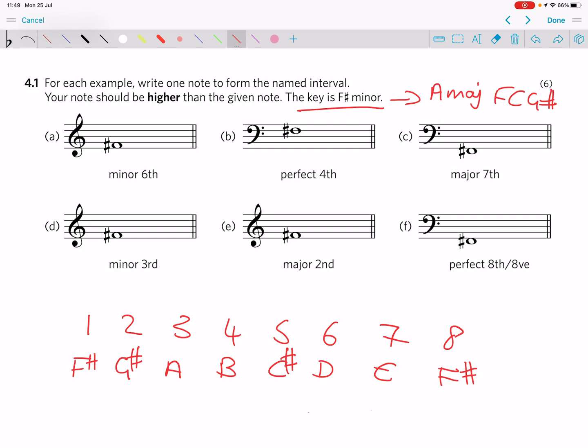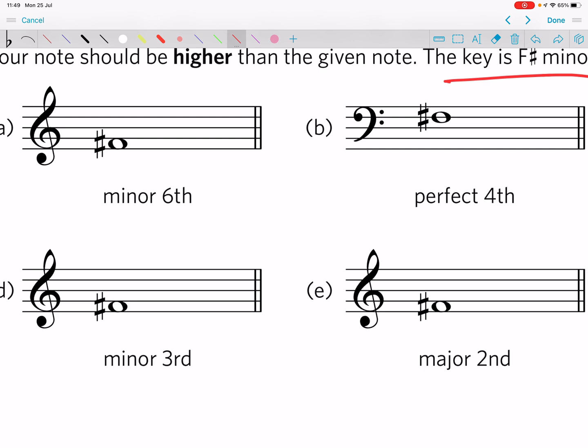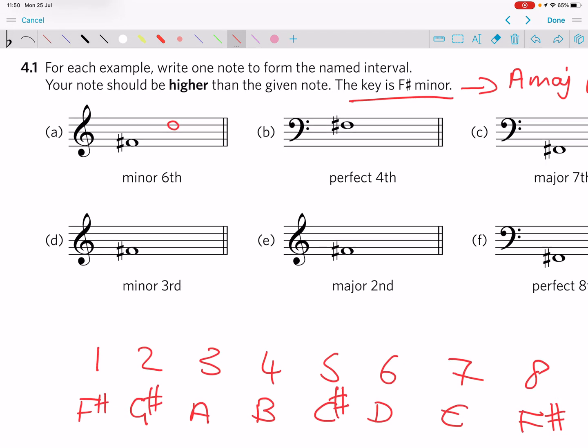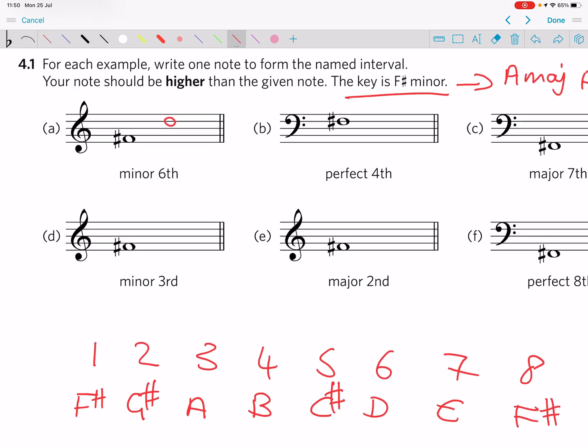Now, let's have a look at the first one. It asks for a minor 6. So this is your first note, and this is a minor scale. So all you have to do is to go up to the 6, and you'll see that it is a D natural. So we're going to go ahead and count up and find a 6th, and we're going to write that one in there. Now, a couple of exam papers I've had, people have put them on top like this. That's not what they're asking for in the exam. They're asking for the notes to be one after each other.